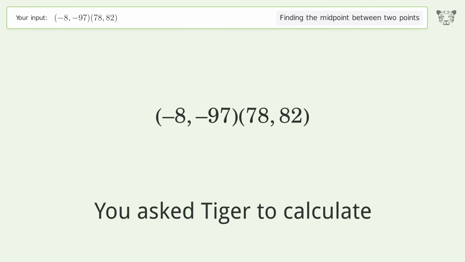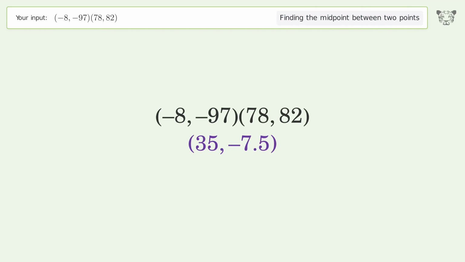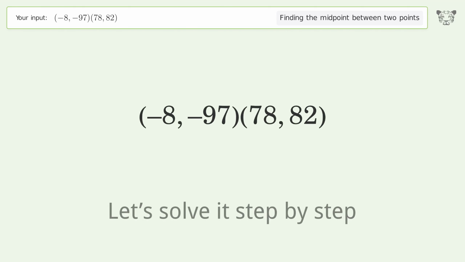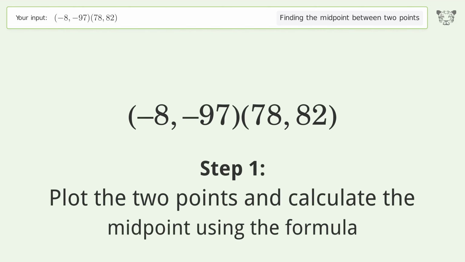You ask Tiger to calculate. This deals with finding the midpoint between 2 points. The midpoint between the 2 points is 35, negative 7.5. Let's solve it step by step. Plot the 2 points and calculate the midpoint using the formula.